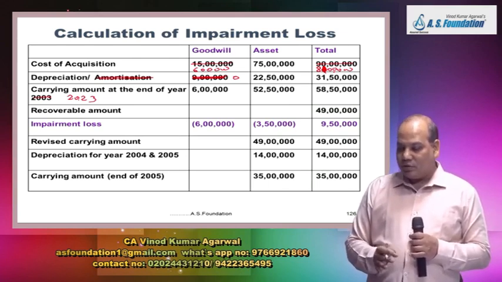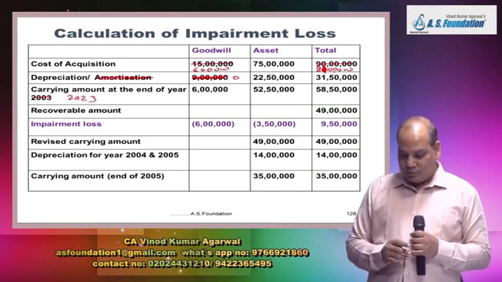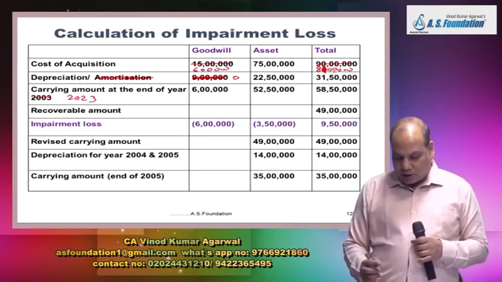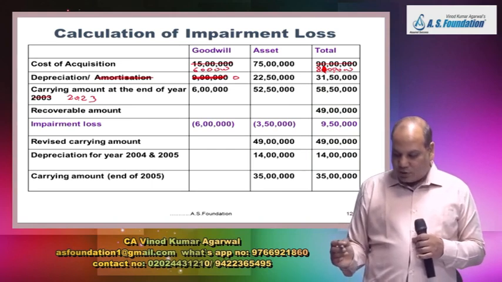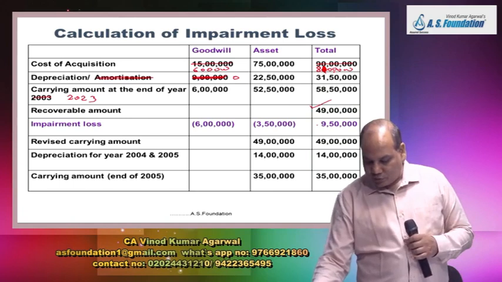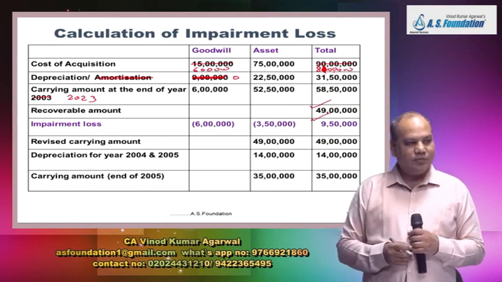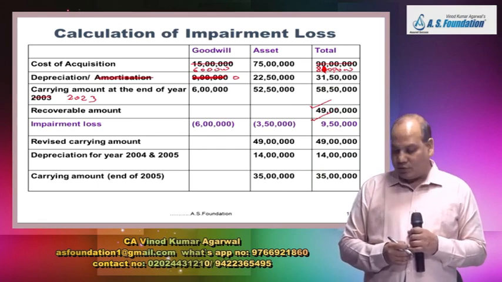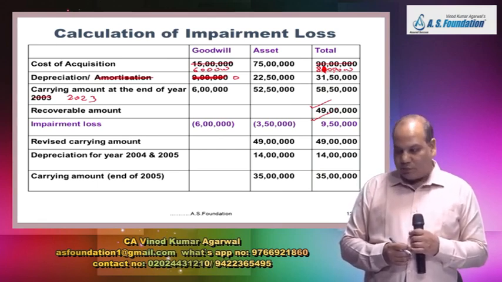Next line, write recoverable amount. Recoverable amount at the end of 2023 is given in the last column, write first 49 lakh. Then write impairment loss in the last column first 9 lakh 50,000.